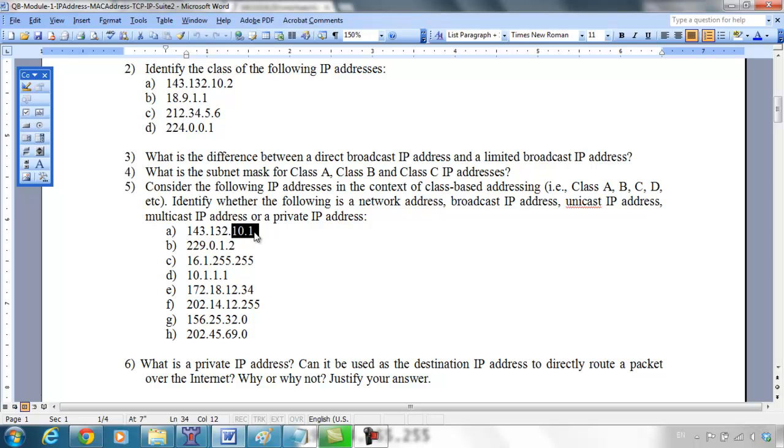Now what about this? 229 is a multicast, by the way. Then 16.1.255.255: you see here 16 means it is a class A. For class A, the first 8 bits are for the network part and the remaining 24 bits are for the host part, which means these 24 bits represent the host part.